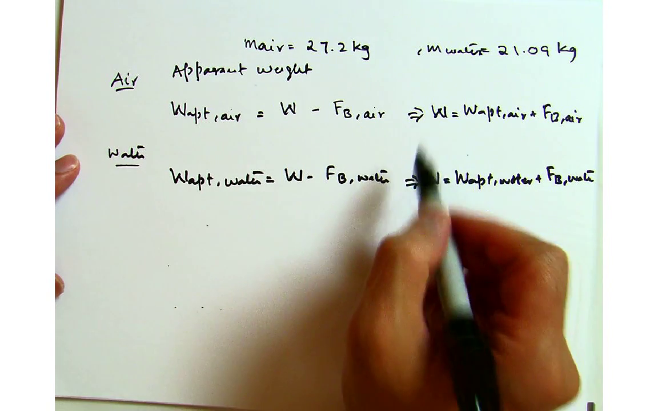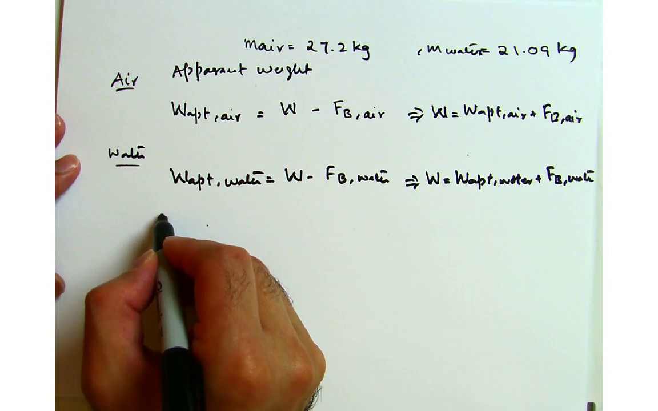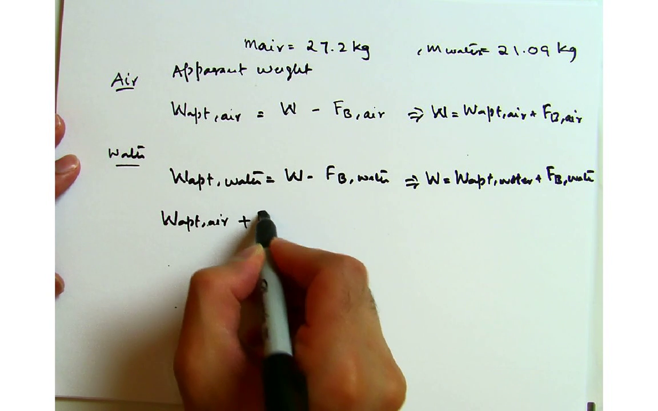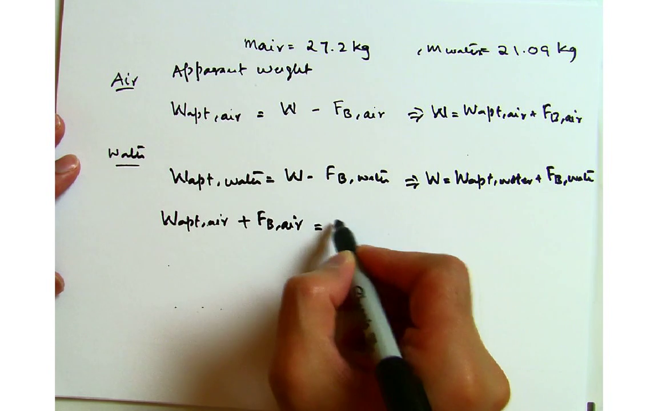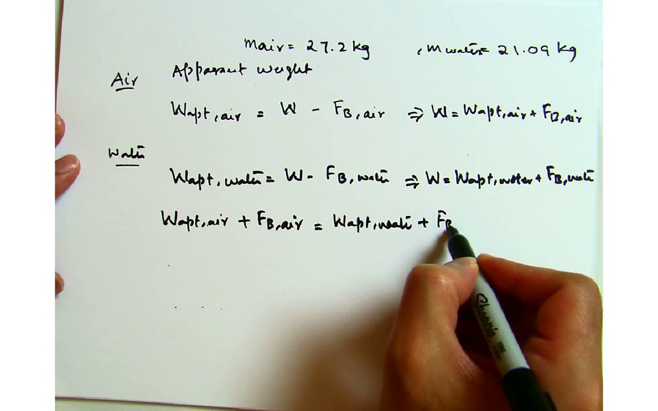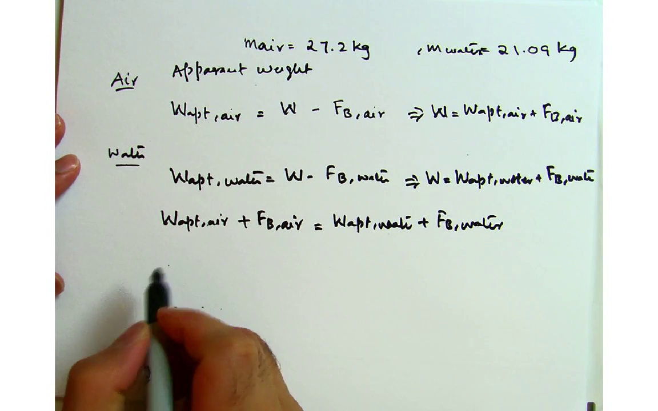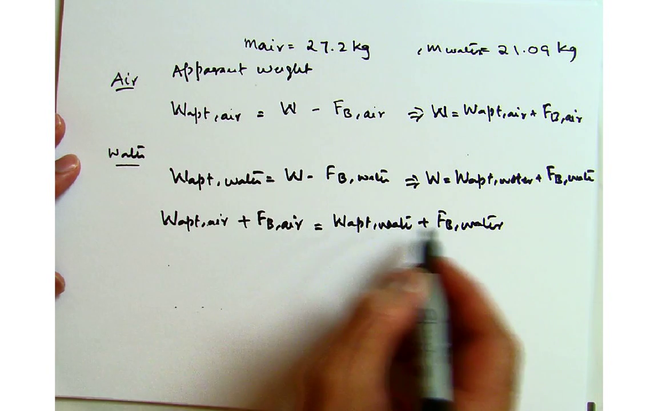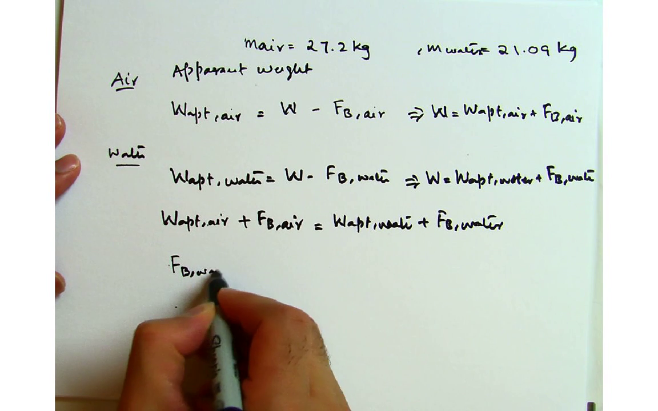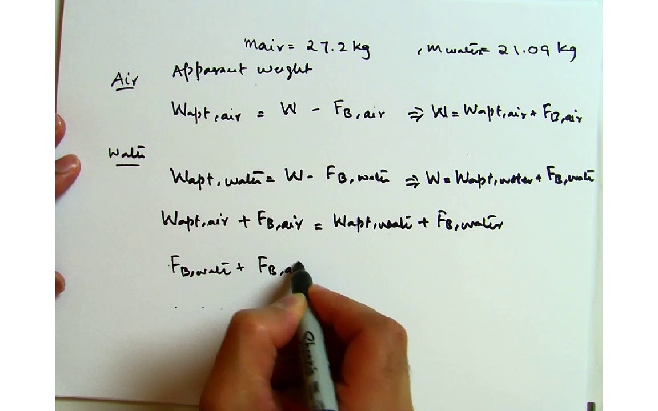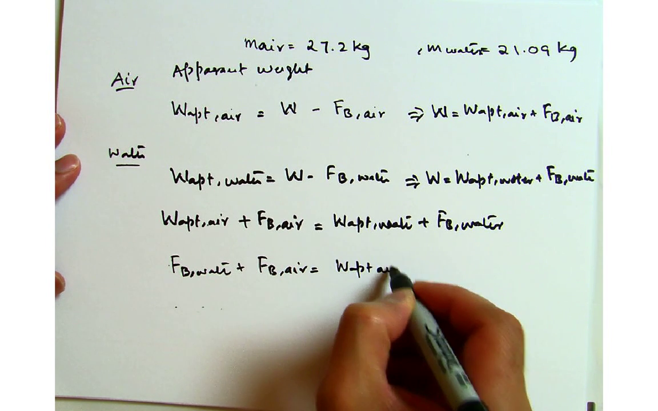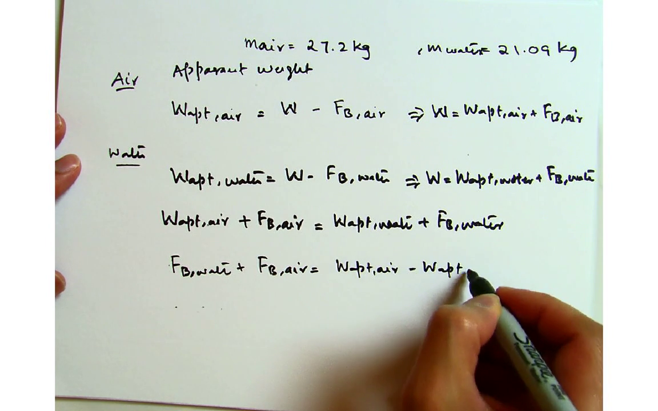Now I can set these weights equal, and I can write the apparent weight in air plus the buoyancy force in air is equal to the apparent weight in water plus the buoyancy force in water. Then I can move those to one side: the buoyancy force in water plus the buoyancy force in air is equal to the apparent weight in air minus the apparent weight in water.